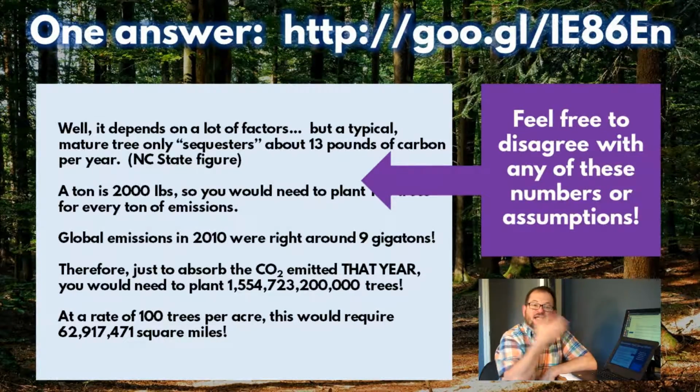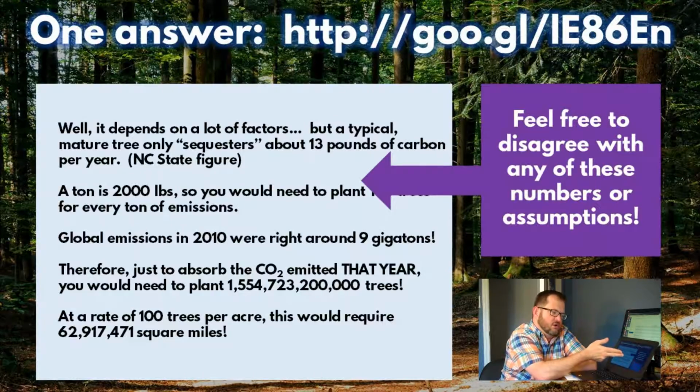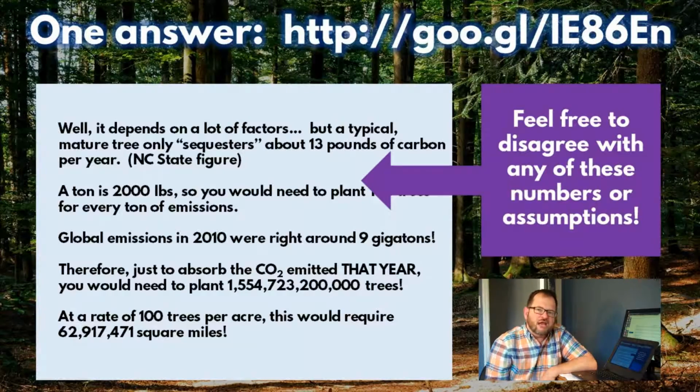Feel free to disagree with any of these numbers or any of these assumptions on here. Feel free to choose a different variety of trees that would sequester 10 times more carbon than that. Feel free, I don't know, bamboo or something that grows really fast and sequesters carbon really well. Feel free to plant trees that you can get more of them per acre. You're not going to fix this problem, right?